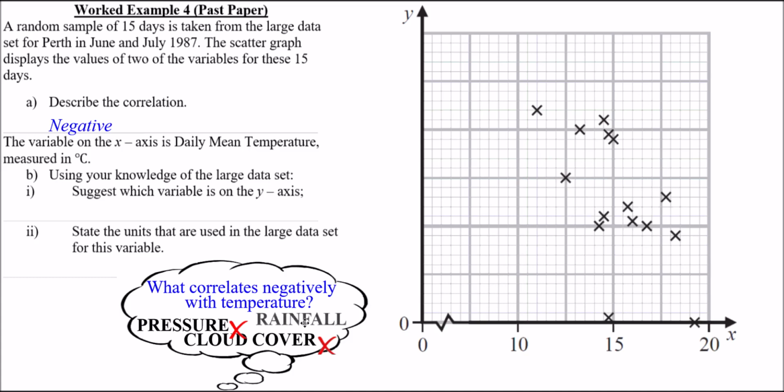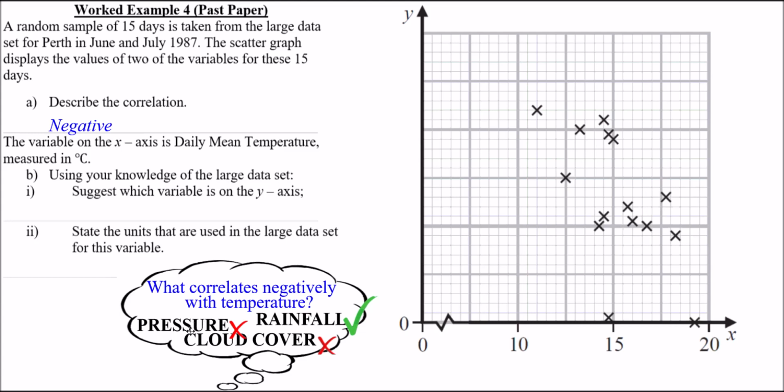Could it be then rainfall? Is rainfall negatively correlated with temperature? Well, generally speaking, yes. The higher the rainfall, the lower the temperature. Rainy days tend to be colder days. So that is a correlation which does hold true. So it could actually be rainfall. I've included cloud cover as a possibility because you might be tempted to think cloud cover would fit for correlation. I'm just explaining why that isn't a valid answer because of the scale.